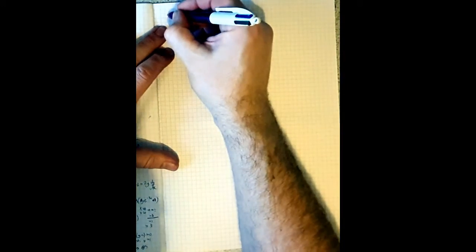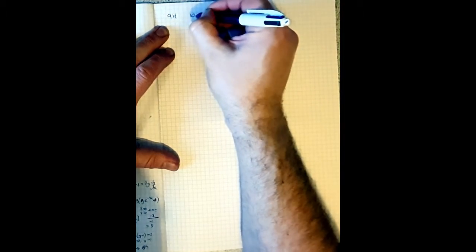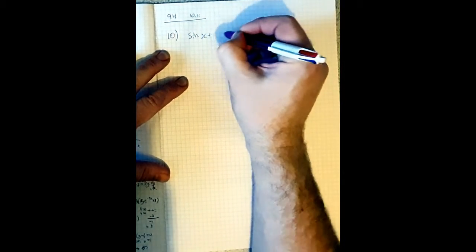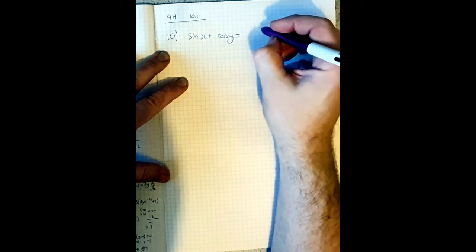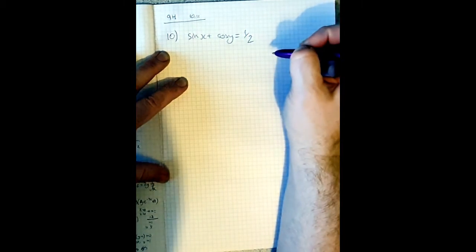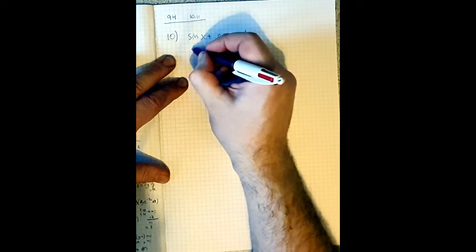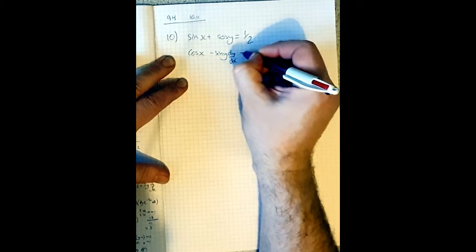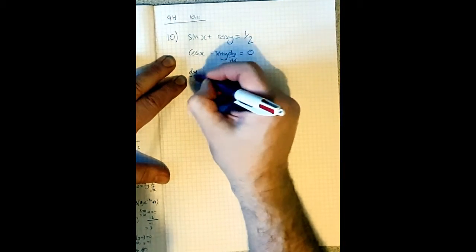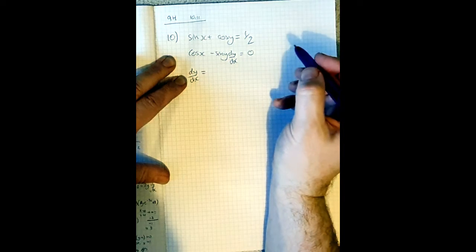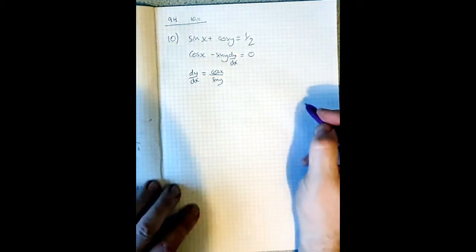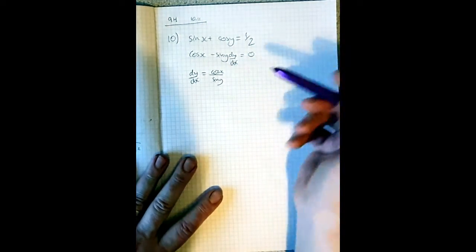Yeah, hi folks, I'm going to do 9H question 10 and 11. Question 10, let's write it out. Find the expression for dy/dx, so differentiate, straightforward enough. So dy/dx is cos x over sin y. Because it's x and y, of course I can't write it as cot or anything.